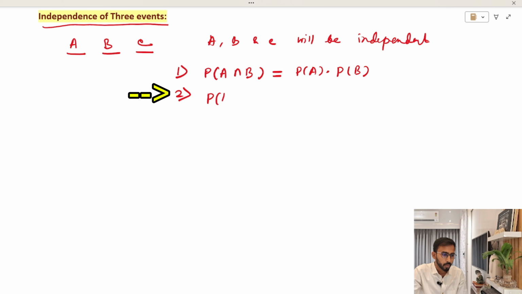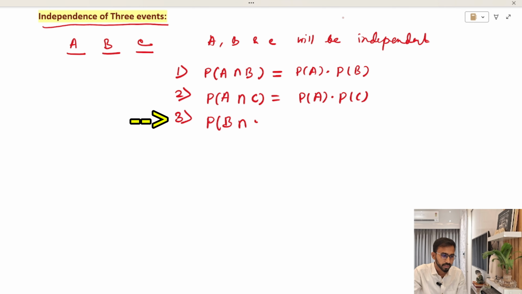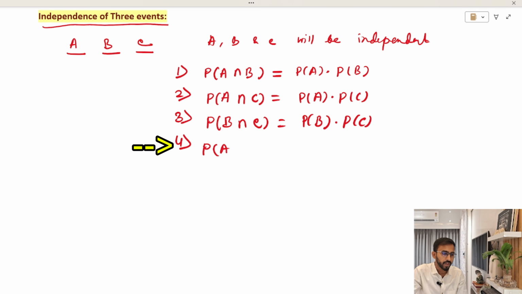Number 2 is probability of A intersection C is equal to probability of A into probability of C. The third one is probability of B intersection C is equal to probability of B into probability of C. And the fourth and final one is probability of A intersection B intersection C is equal to probability of A into probability of B into probability of C.